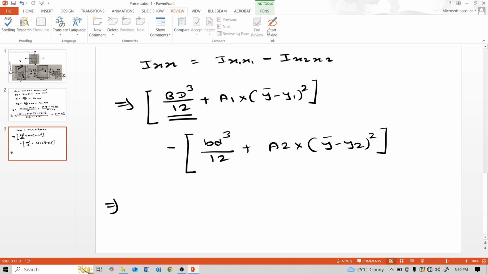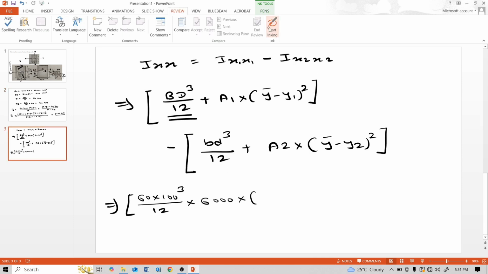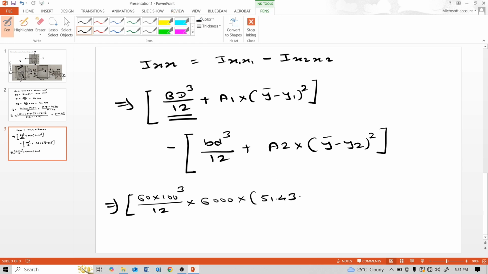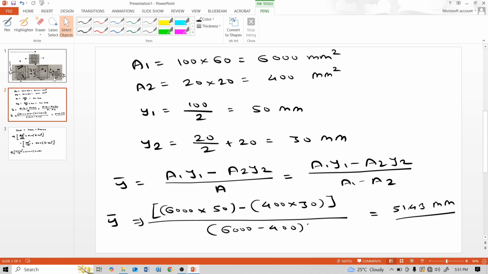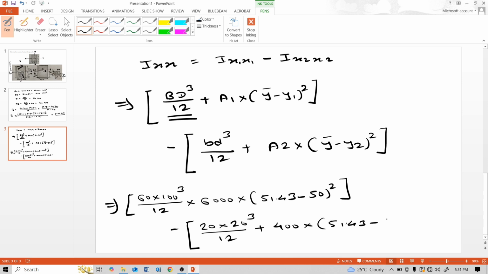Here B is 60. 60 into 100 cube divided by 12, multiply by A1 is 6000, multiply by y bar is 51.43 minus y1. y1 is the original neutral axis for this rectangular part, 50 mm, and square of it, minus 20 (side of square is 20) into 20 cube divided by 12 plus A2 is 400 multiply by y bar, 51.43 minus y2, which is 30 mm.